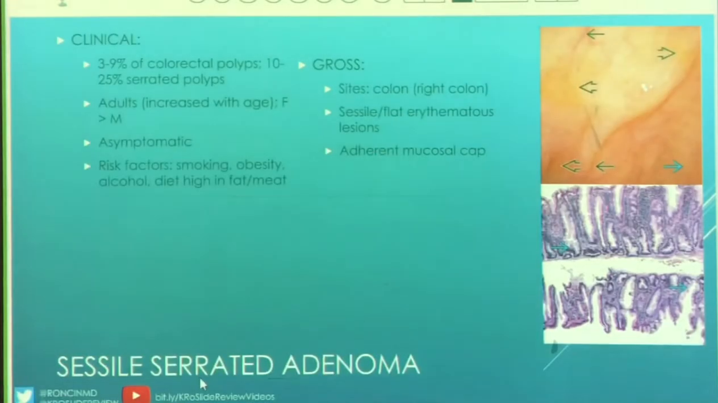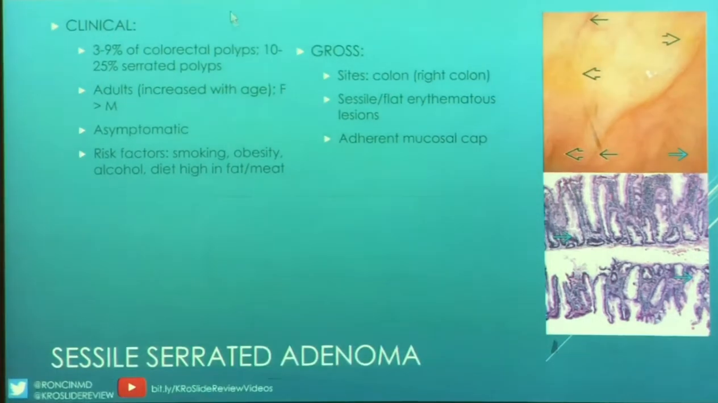Okay, so yes, this is a sessile serrated adenoma. 3 to 9% of your polyps and about a quarter of your serrated polyps will be these. There is increased incidence with age, and we do see them more in women than men. As with most of our polyps, they are asymptomatic, and the risk factors are smoking, obesity, alcohol, diets high in fat and meat, so things that really are going to work the colon extra hard.